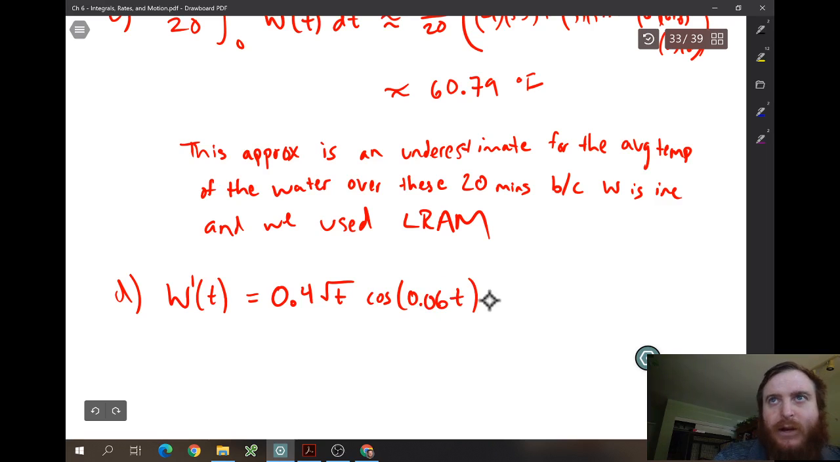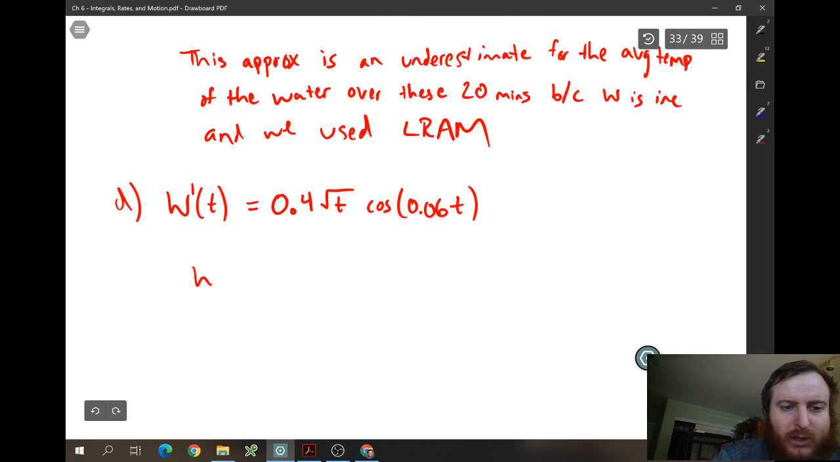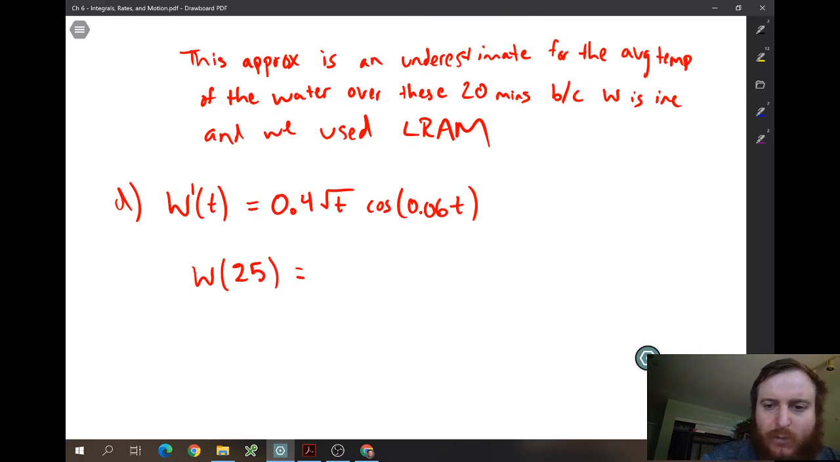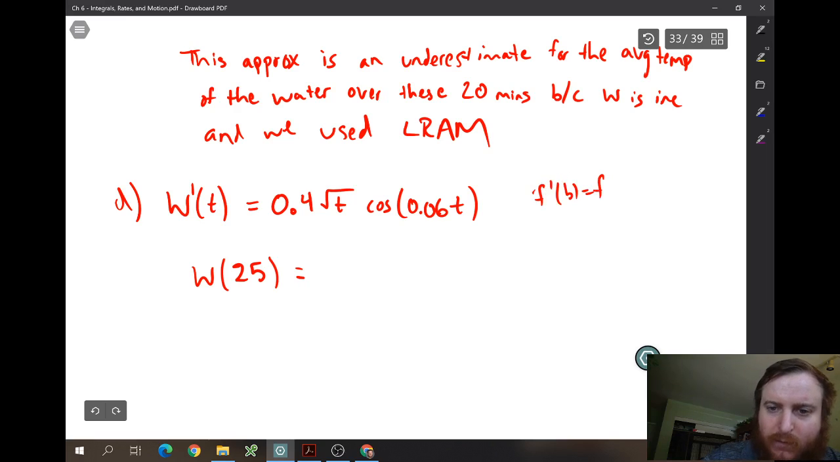And then they want us to find W of 25. So W of 25 is equal to, now, this is like f of b equals f of a plus the integral from a to b of f prime of x dx. That's kind of what we're doing.